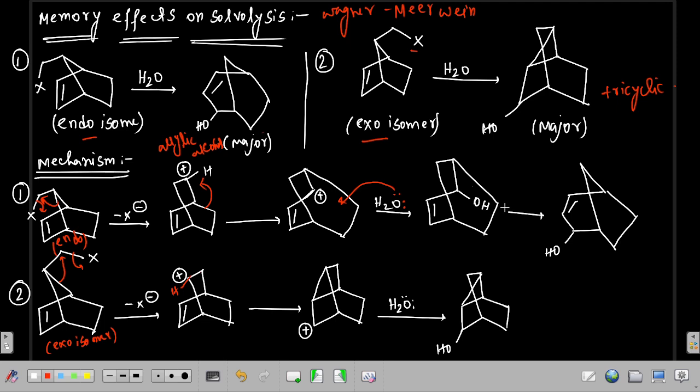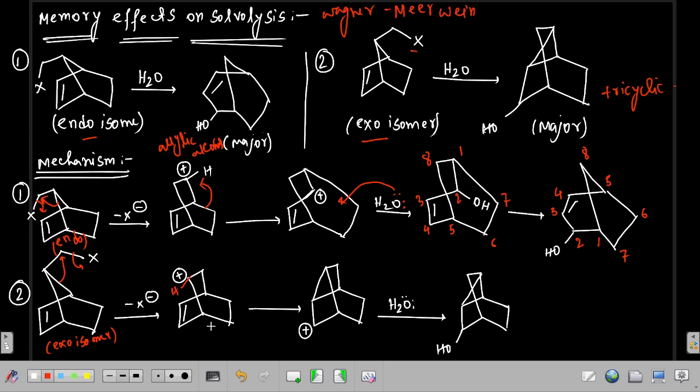Now we will do numbering of this. Now we need to convert this structure to this structure. So we will do numbering again. 1, 2, 3, 4, 5, 6, 7, 8. So this will be 8, and we started from this 1, 2, 3, 4, 5, 6, 7. Okay, so it converted to an allylic alcohol.